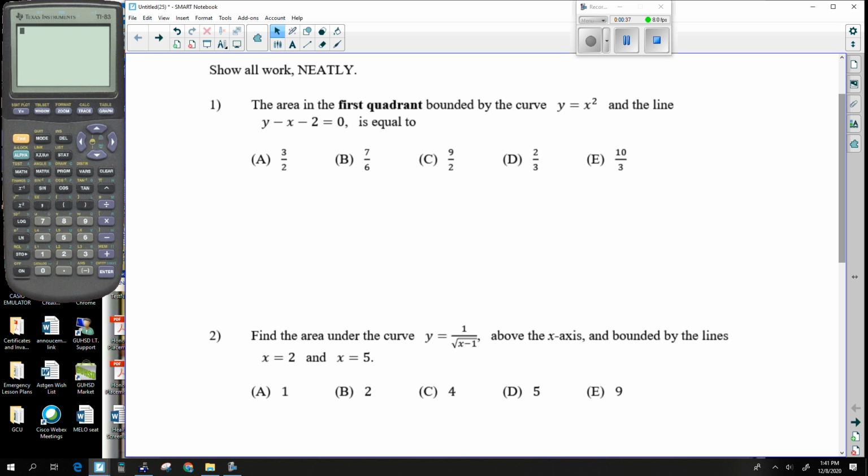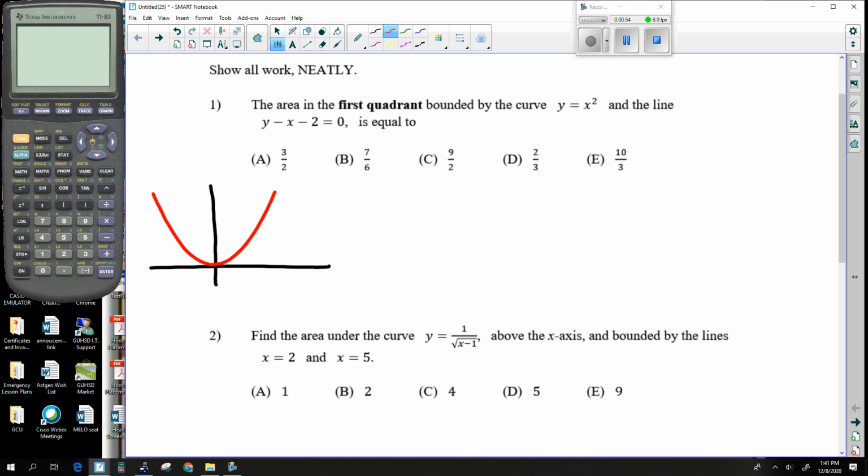Okay, here we're looking for areas, so that's going to be integrals. An area in the first quadrant bounded by these things. We have y is equal to x squared, and then we have this, which is ultimately y is equal to x plus 2. So x plus 2 looks something like that. We are looking to find this area right here.